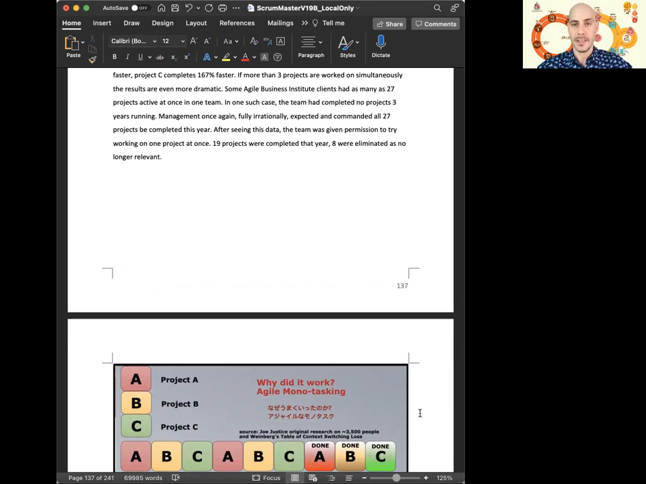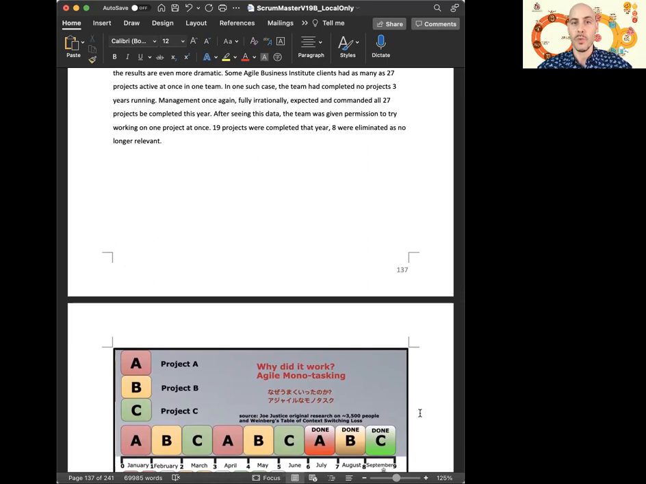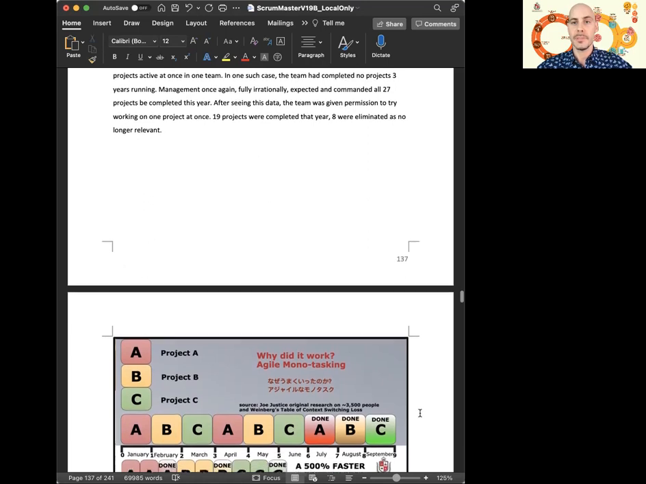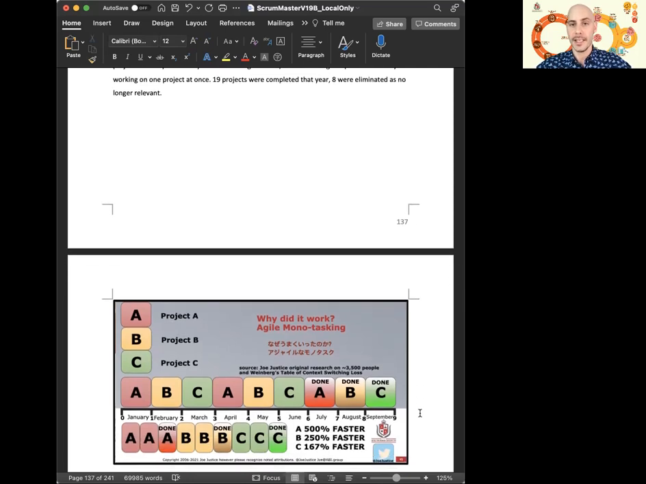Some Agile Business Institute clients had as many as 27 projects active at once in one team. In one such case, the team had completed no projects 3 years running. Management, once again, fully irrationally, expected and commanded all 27 projects be completed this year. After seeing this data, the team was given permission to try working on one project at once. 19 projects were completed that year. 8 were eliminated as no longer relevant.